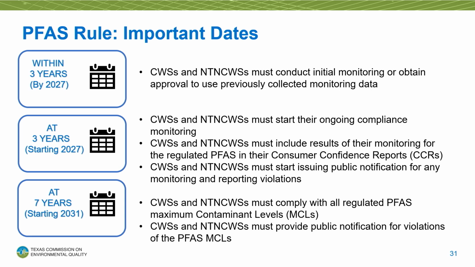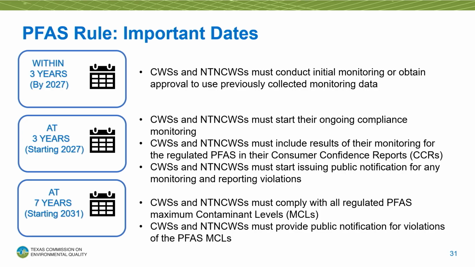Some important dates for the PFAS rules. By 2027, the initial monitoring must be completed. And again, you can use previously collected monitoring data from UCMR5 or TCEQ sampling. And then starting in 2027, that's when ongoing compliance monitoring would begin. So that's when we would use those things I just talked about to put you on either reduced or quarterly.